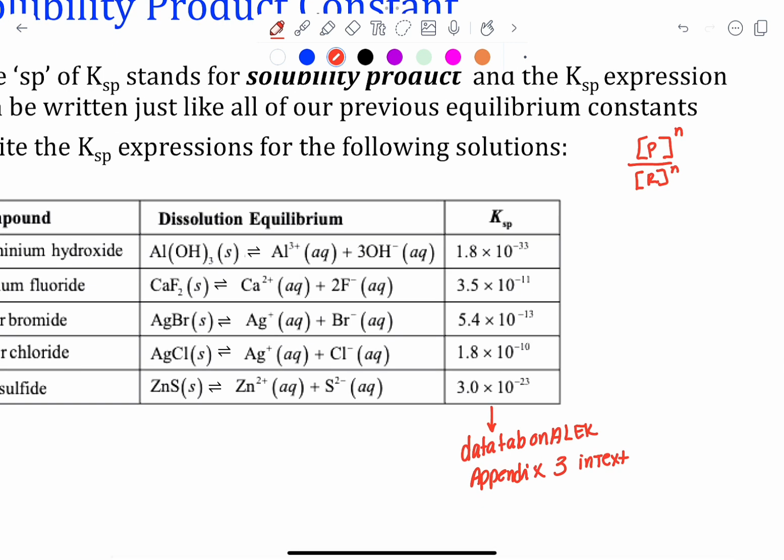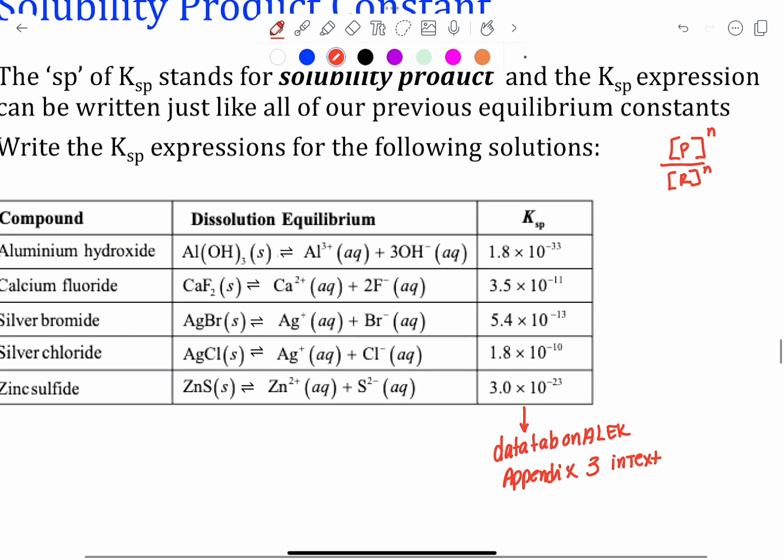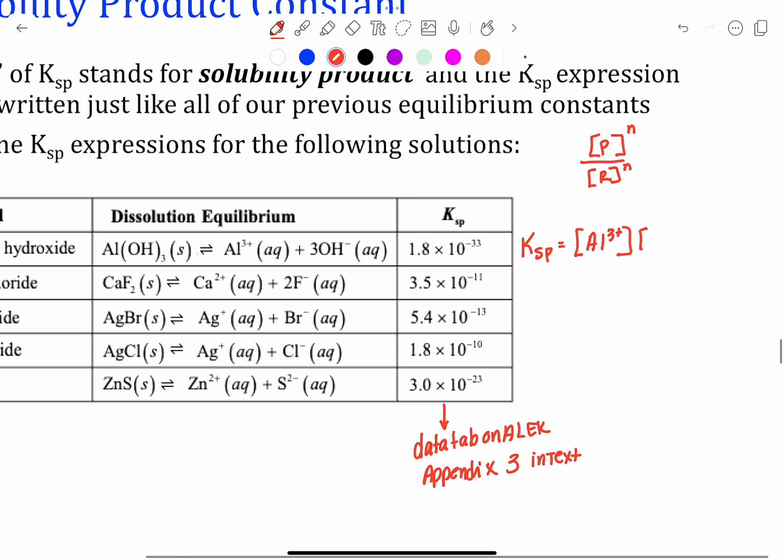So our Ksp expression for our first one, the dissolution of aluminum hydroxide, is going to be Ksp is equal to the concentration of Al3+ times the concentration of OH-. However, we have to raise it to the third because of the balancing with the 3 out in front of the OH. We're not multiplying it, we're not dividing it, we are raising it. So K is, remember, we raise it to that power.